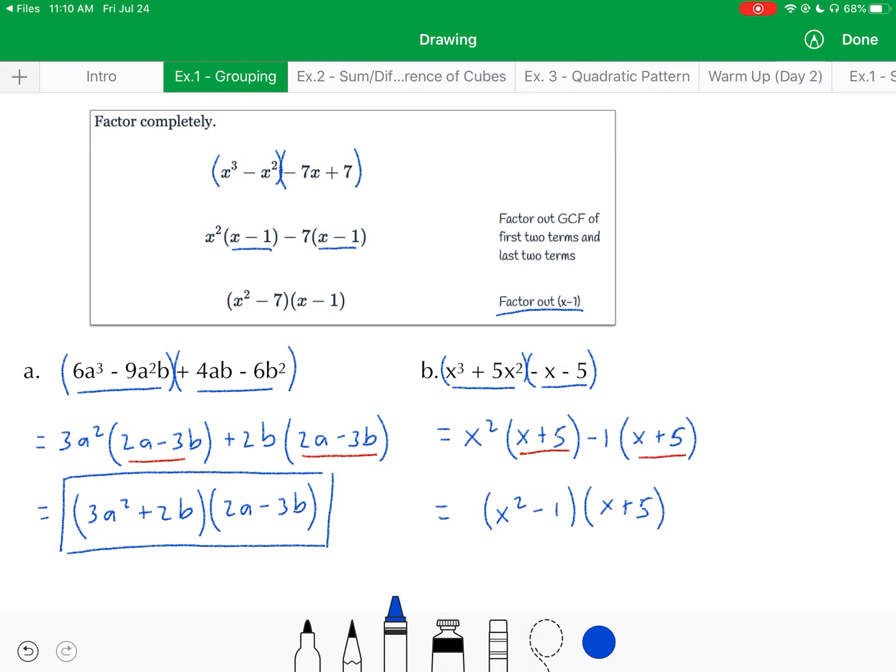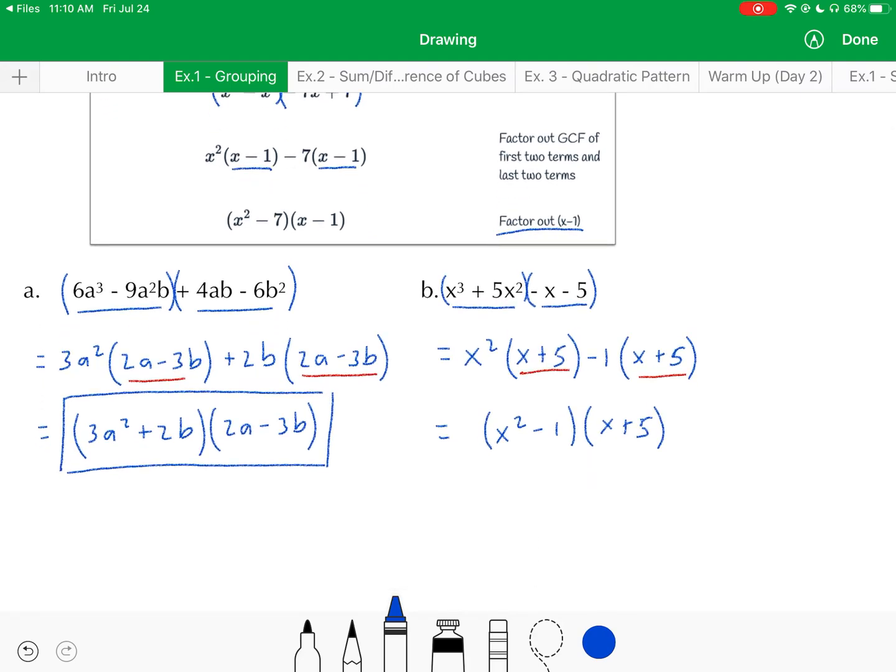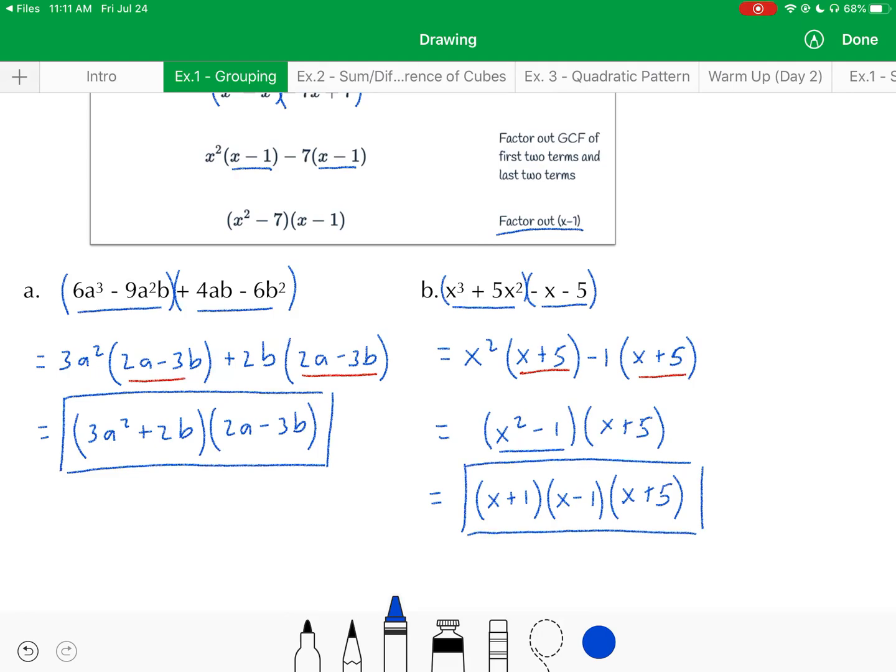Now you might be tempted to stop there, but there is one more factoring technique that can actually be used here. What we need to observe now is that x squared minus 1 is a difference of two perfect squares. And recall that that factors into conjugate pairs. So x squared minus 1 is going to become x plus 1, x minus 1. And then you can carry down the x plus 5. So this would be considered the complete factored form of that original polynomial.